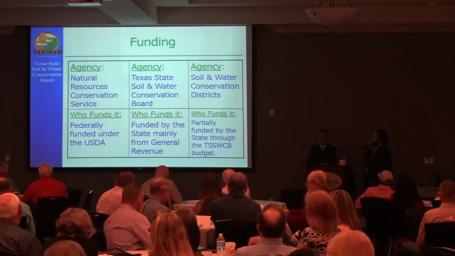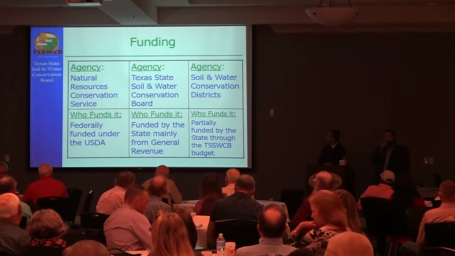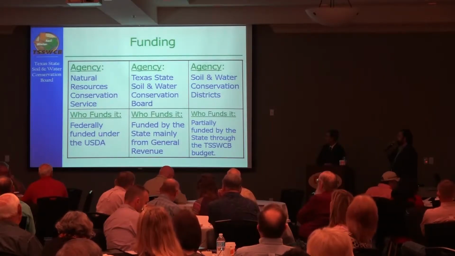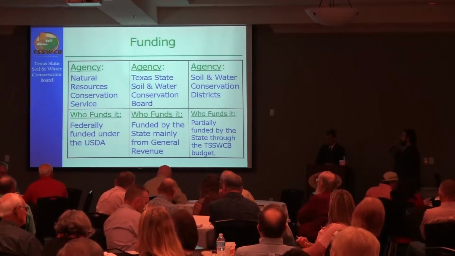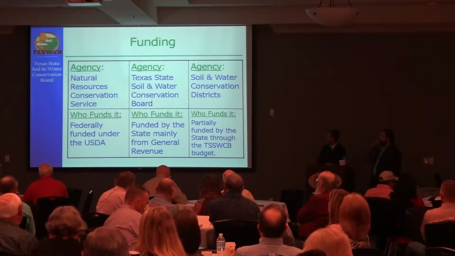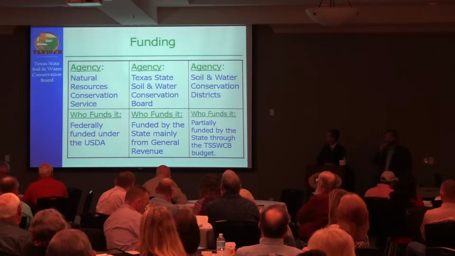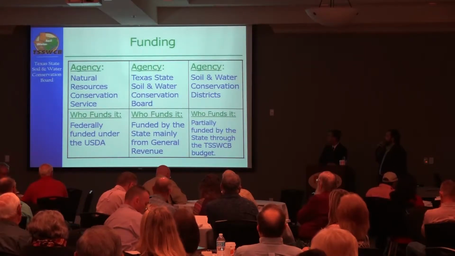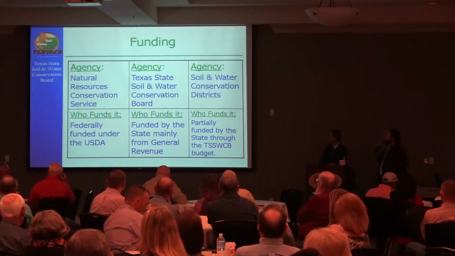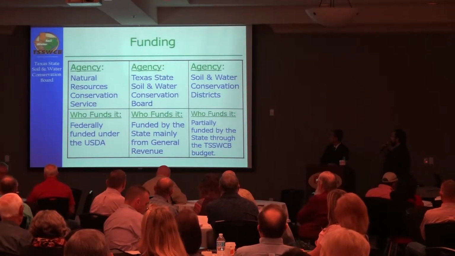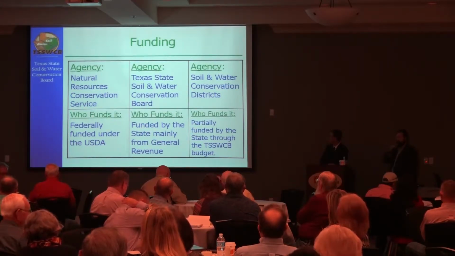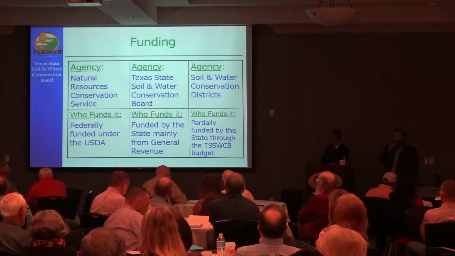So each entity is separate from one another, and the big thing to help explain this is how each agency is funded. The NRCS, or the Natural Resources Conservation Service, is federally funded. It's underneath the USDA, the United States Department of Agriculture. The state board, obviously, is funded by the great state of Texas, mainly from the general revenue. And soil and water conservation districts are partially funded by the state through part of the state board's budget.